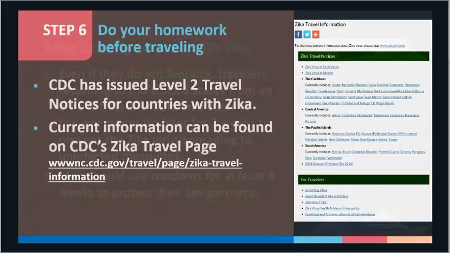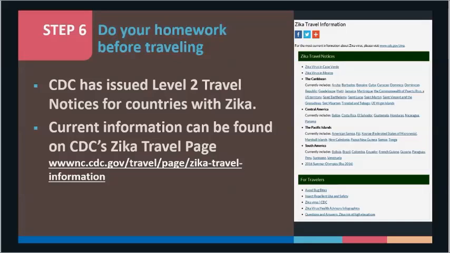So one of the things to do before you travel, and this is where your organization would come in, is to know what the recommendations are for specific destinations. So CDC currently has what we call a level 2 travel notice for countries with Zika, and I'll explain the different levels in the next slide.